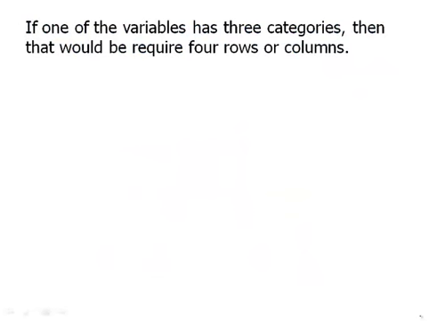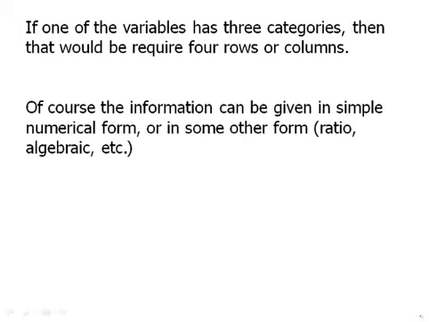If one of the variables has 3 categories, that would require 4 rows or 4 columns, because again, we need 1 for each category as well as 1 for the total. Of course, the information can be given in simple numerical form, as we had in the last problem, or in some other form, ratios or algebraic, something like that. There are many different ways that the numbers can be given.